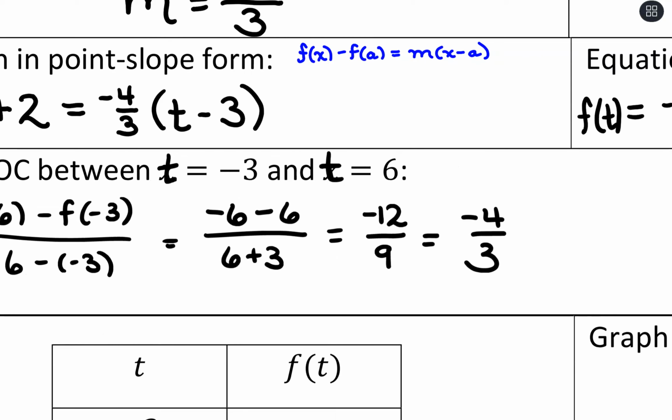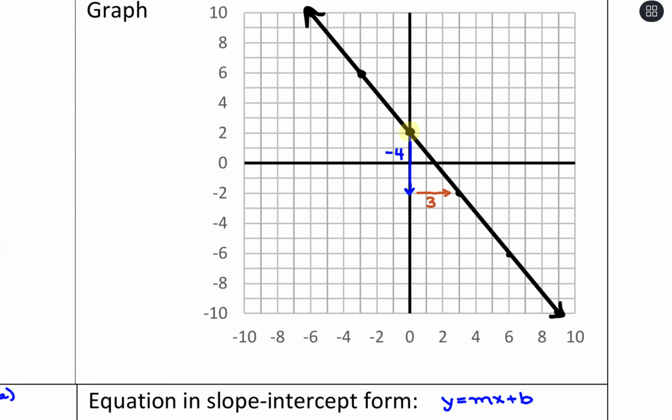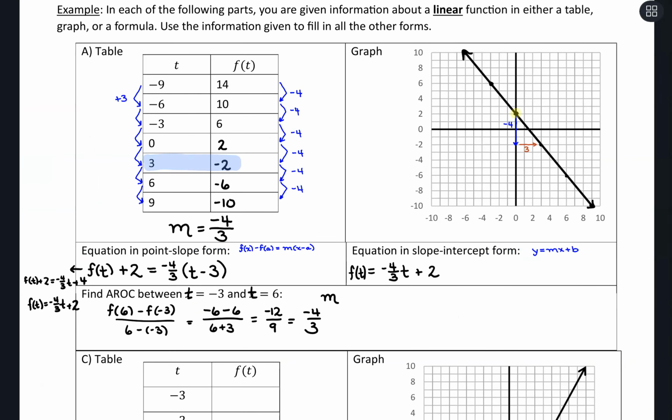And this average rate of change should match our slope, because no matter what two coordinates we pick on our graph, the rate of change between those two coordinates should always simplify down to -4/3. That's just a property of a linear function, that the slope remains constant and average rate of change relates to slope. So that is good that that's matching up, because that's how it should behave.